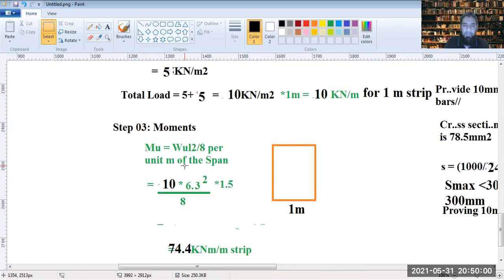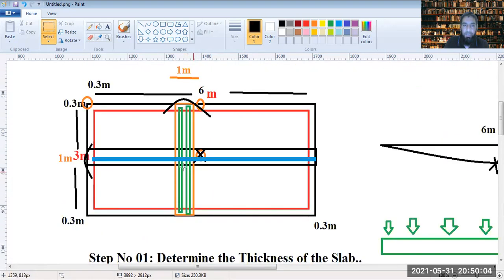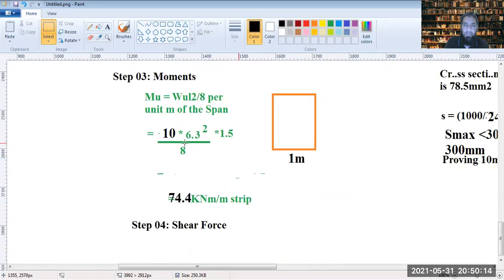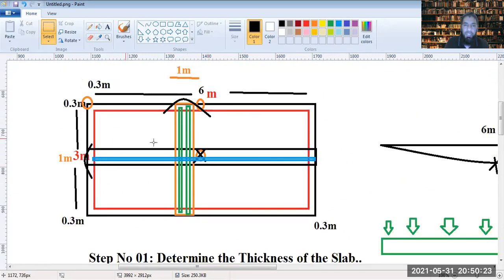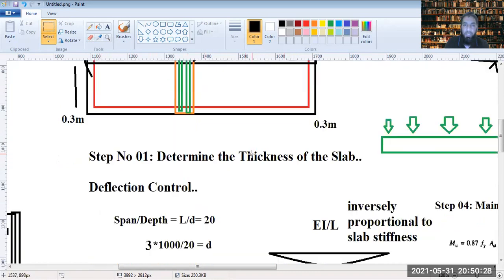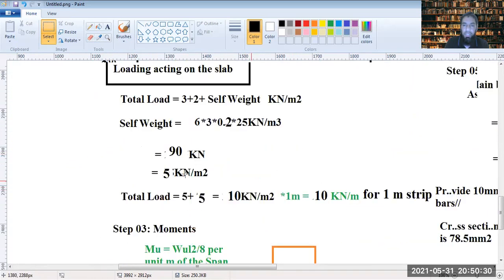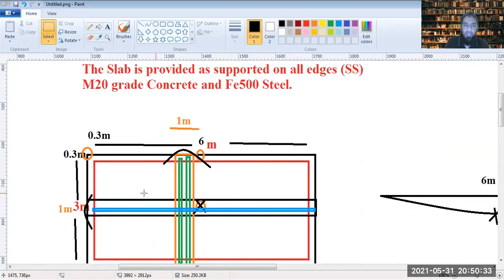shorter direction. Thereby, this would be 10 into 6.3, L effective, LE is L effective along this direction. This is 6, then you have half of this and half of this support. So it's 6.3 square by 8 into 1.5, this being the load factor. So the total is 74.4 kilonewton meter per meter strip, of this strip about which we are calculating, assuming that there is a UDL load of how much? 10 kilonewton per meter over this 1 meter strip.